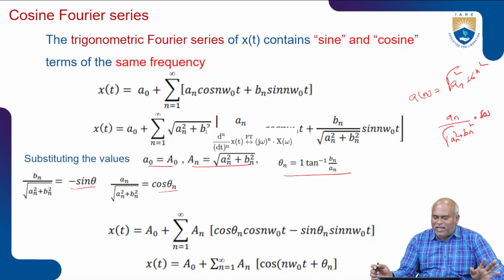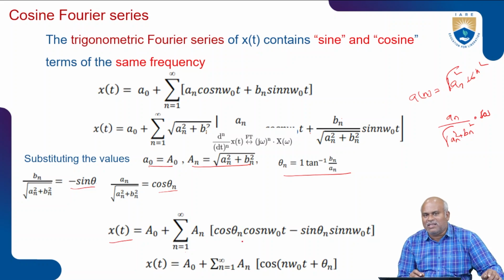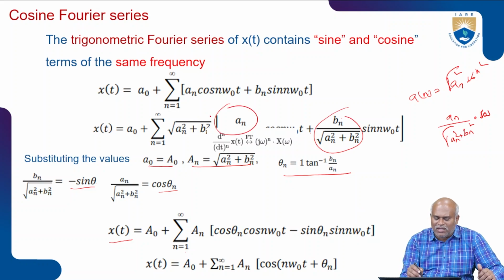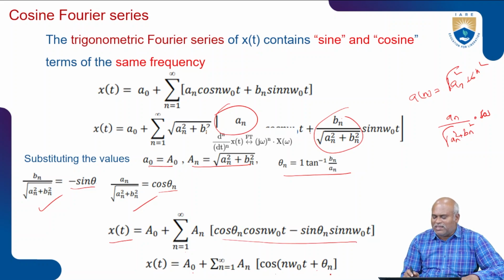So finally I conclude the cosine Fourier series term as x of t is equal to A0 plus summation of n equal to 1 to infinity of A n times cos theta n cos n omega 0 t minus sin theta n sin n omega 0 t. Instead of this value, I should use these terms. Finally, I write the cosine Fourier series: x of t is equal to A0 plus summation of n equal to 1 to infinity of A n cos of n omega 0 t plus theta n.